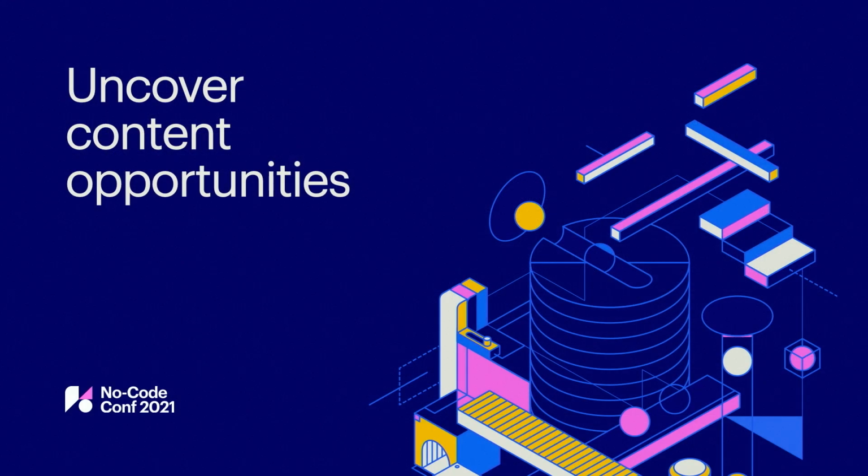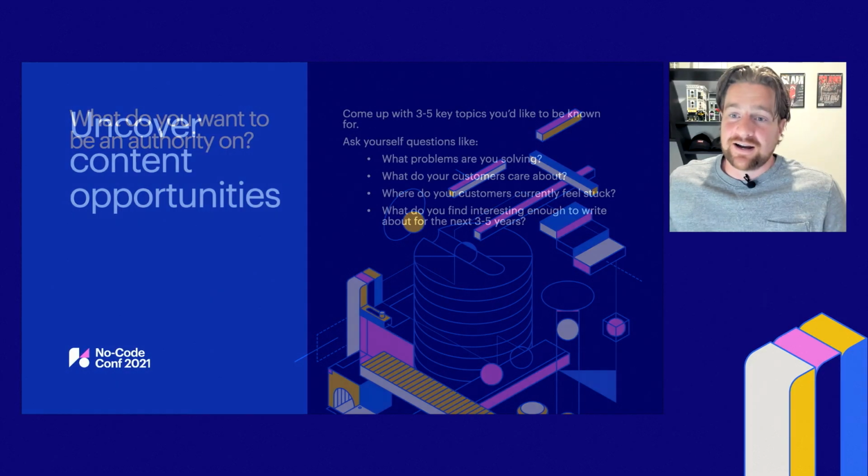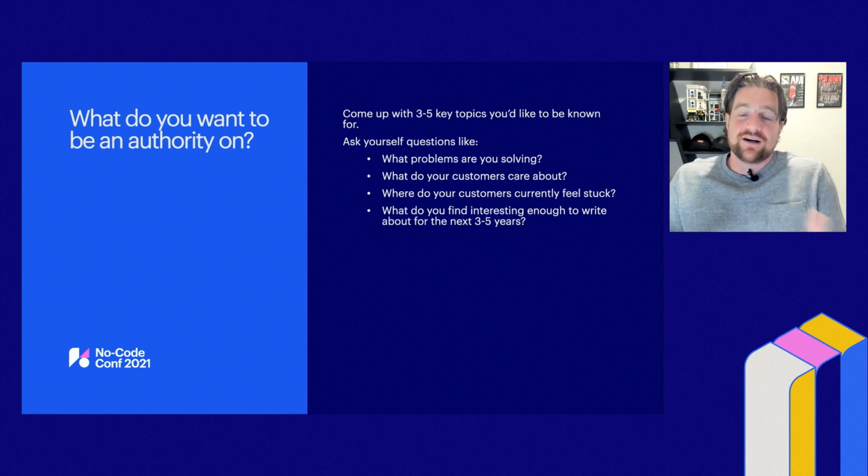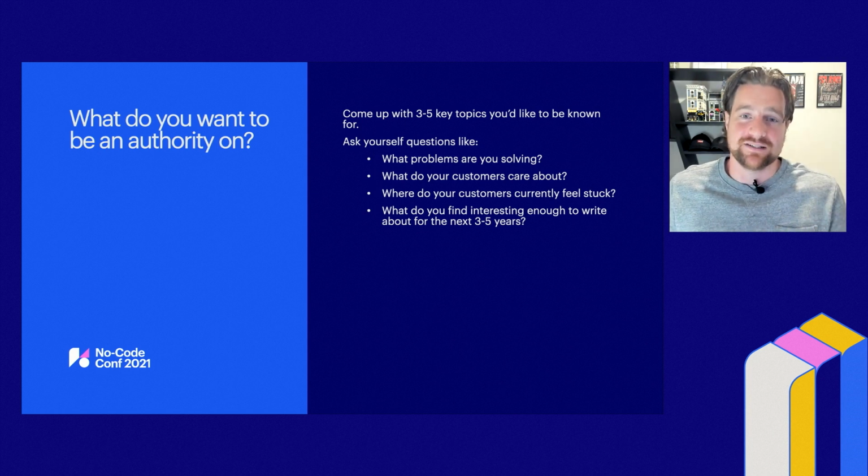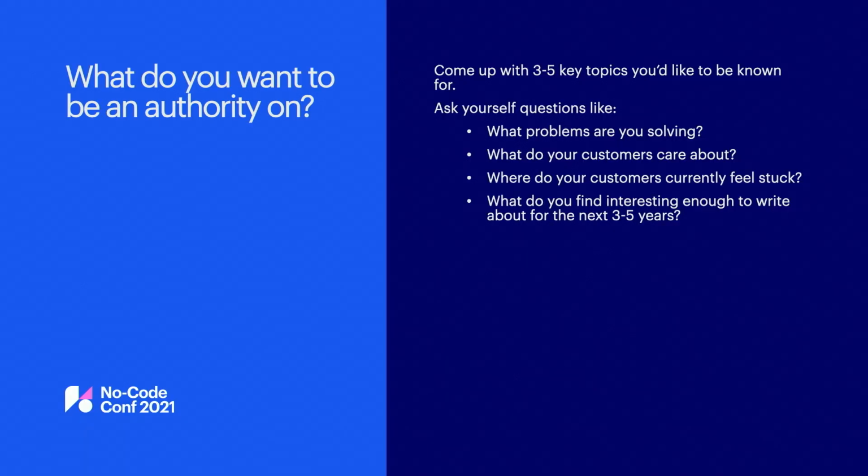Once your site is set up, it's all about uncovering the opportunities for your business to grow and to be discovered through content. The first thing I like to do with this is to ask yourself, what do you want to be an authority on? What are the 3 to 5 key things you want your business to be known for online? To discover this, it's really important to ask yourself questions like, what problems are you solving? What do your customers care about?